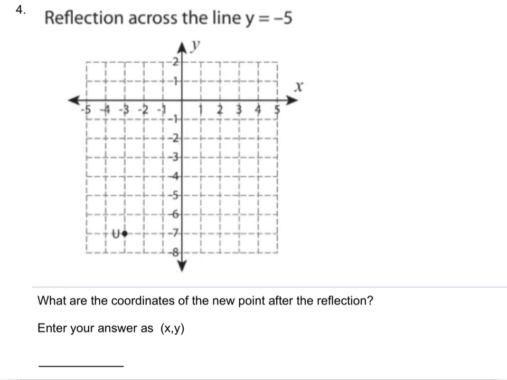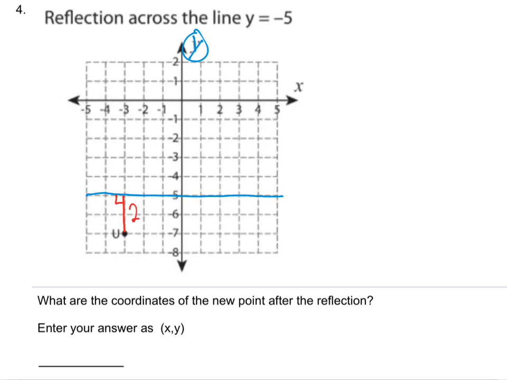Okay, let's try this one. Reflect across the line y equals -5. So what's that? What's the line y equals -5? It's this line right here. Because this is the y-axis, notice, it hits the y-axis at -5. So that line right there. So the reflection will move straight at that line, you know, at 90 degrees to that line.